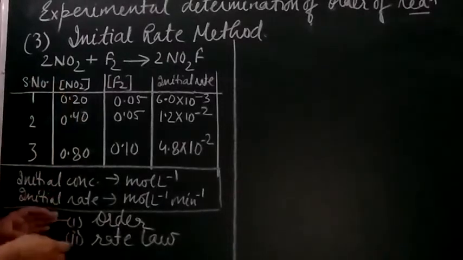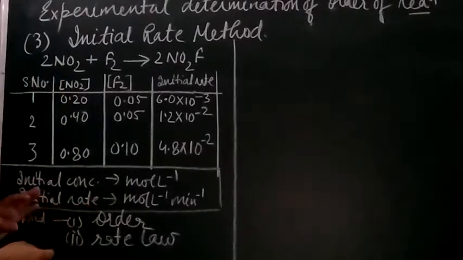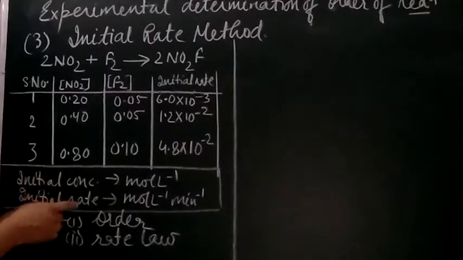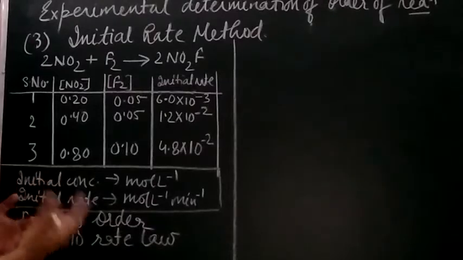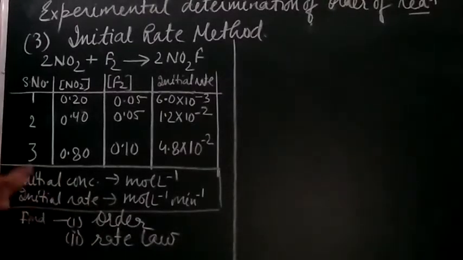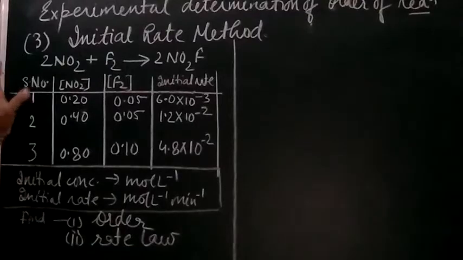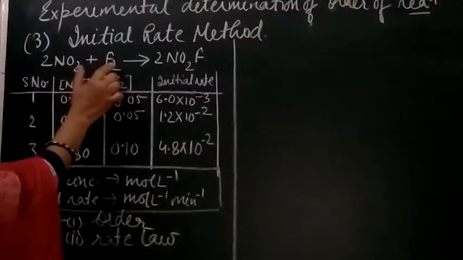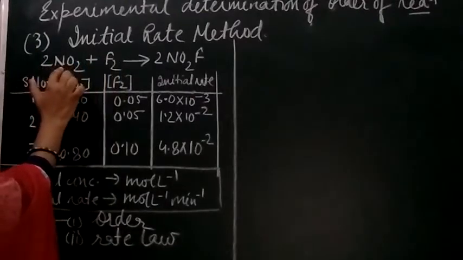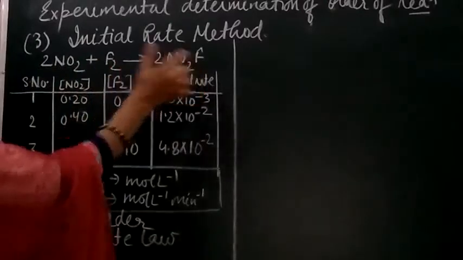So at a time we are not going to find out together. We will find the rate of the reaction in terms of one of the reactants, keeping the other reactant constant. To explain this method, I have taken this example. Here the reaction is between nitrogen dioxide and fluorine: 2NO2 + F2 gives 2NO2F.